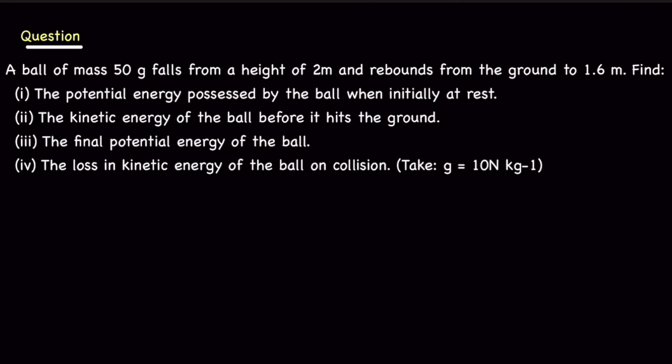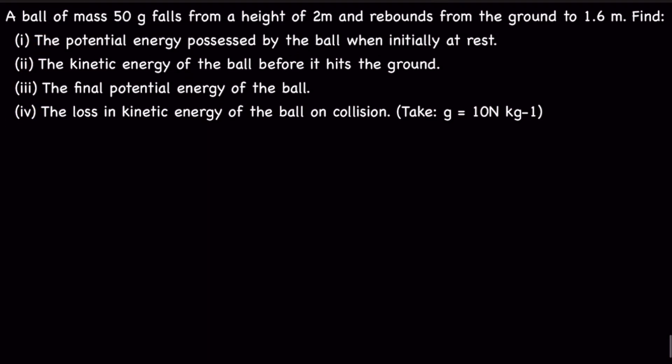In this question, a ball of mass 50 gram falls from a height of 2 meter and rebounds from the ground to 1.6 meter. Find the potential energy possessed by the ball when initially at rest. So we have four different questions based on the same concept. So first we draw the figure for better understanding.